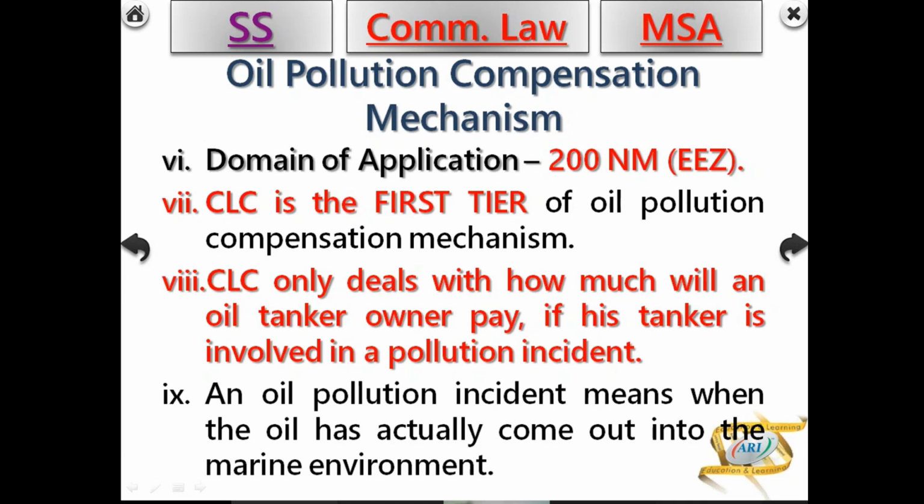Thank you. Now, there are 3 tiers of compensation mechanism. Imagine AC 3-tier in the train. The lower berth is CLC, the middle and the top berth is the Fund Convention. So CLC is the first tier of the oil pollution compensation mechanism. CLC only deals with how much the crude oil tanker owner will pay if his tanker is involved in an oil pollution incident which results in a claim for damage.